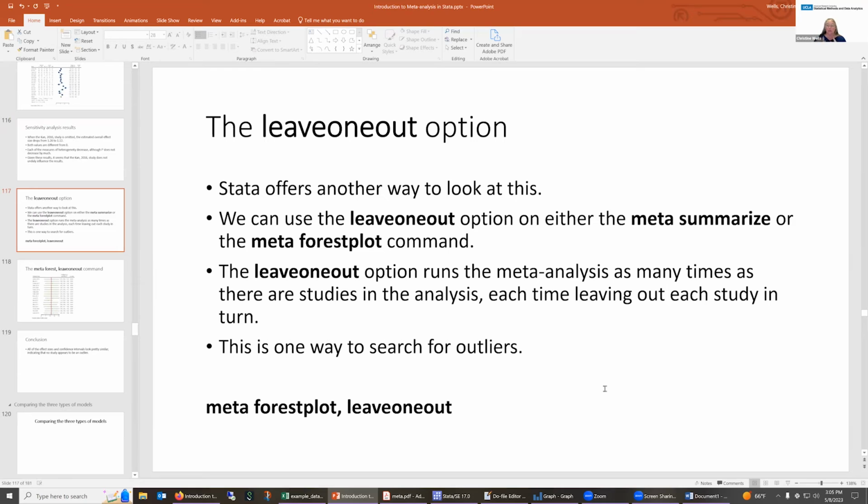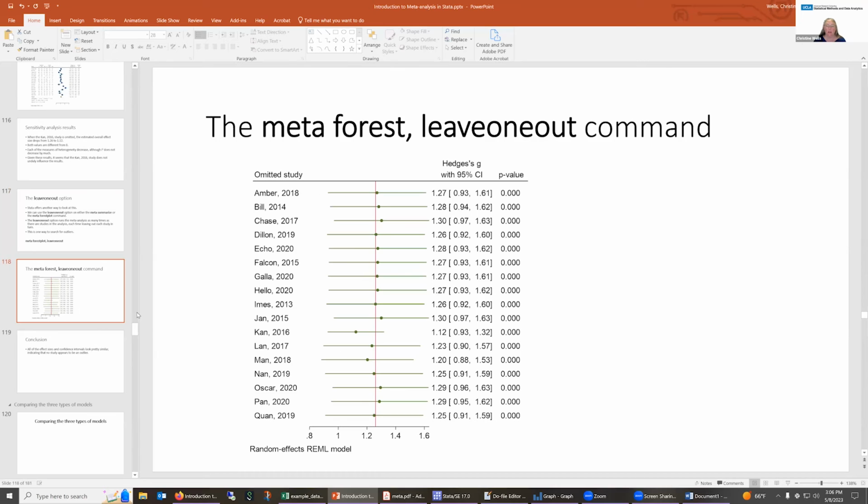If you want to do this another way, you can use the leave-one-out option. This can be used either on meta summarize or meta forestplot. And what it does is it runs the meta-analysis as many times as there are studies in the whole data set. And then each row is the result if you had left this one out. And so what I'm seeing here is all of these things look very, very consistent.